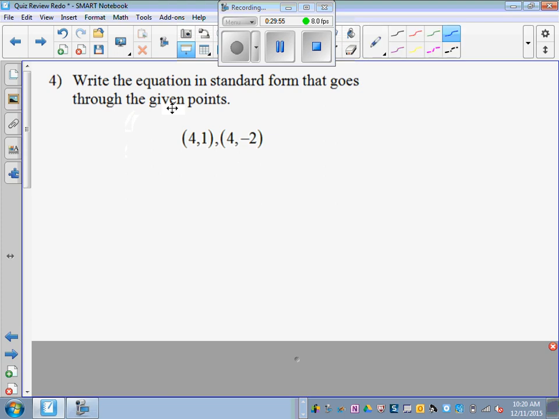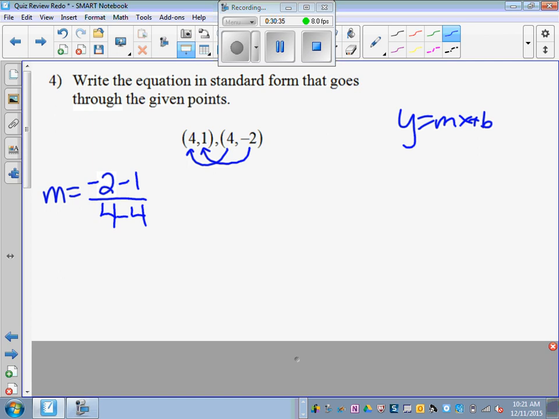Okay, do they give us an equation? Do they give us slope? Do they give us b? What do we have to start with? Right. We need our slope. So subtract your y's. -2 minus 1. But make sure you always have your y's on top. Alright, and then our x's. 4 minus 4.